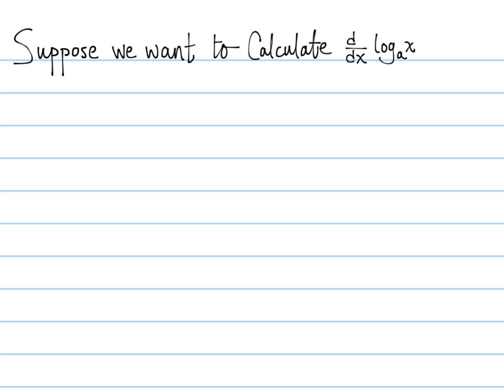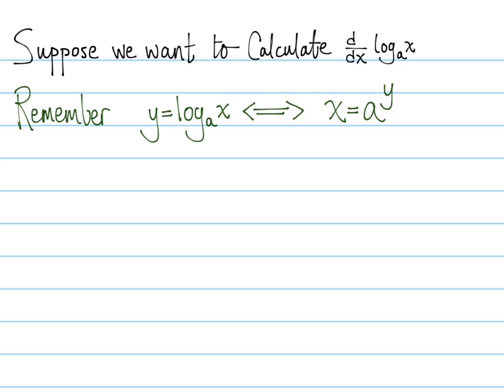Now, instead of taking the derivative of log of x base a, we're going to replace y equals log a of x with x equals a to the y. Remember, that's the definition of log a of x, that x equals a to the y. And so what we're going to do is take the derivative of this equation by using implicit differentiation.